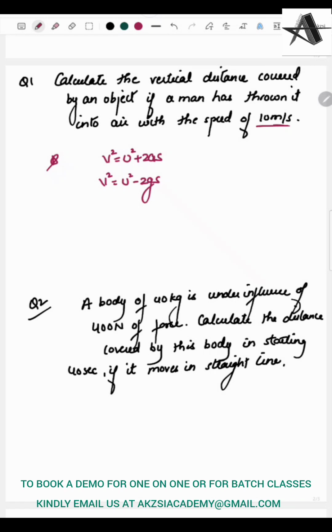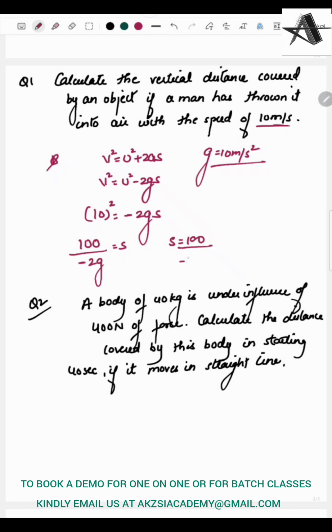Initial velocity is 0 because when you are throwing it, initial is 0. Final velocity is given as 10, so 10 squared equals 0 minus 2gs. Let me take the value of g as 10. Unless they mention that it should specifically be 9.81 or 9.8, you can take g as 10, but you have to mention, taking g equals 10 meters per second squared. So 100 over negative 2g's displacement, that means s equals 100 over negative 20, which is negative 5.